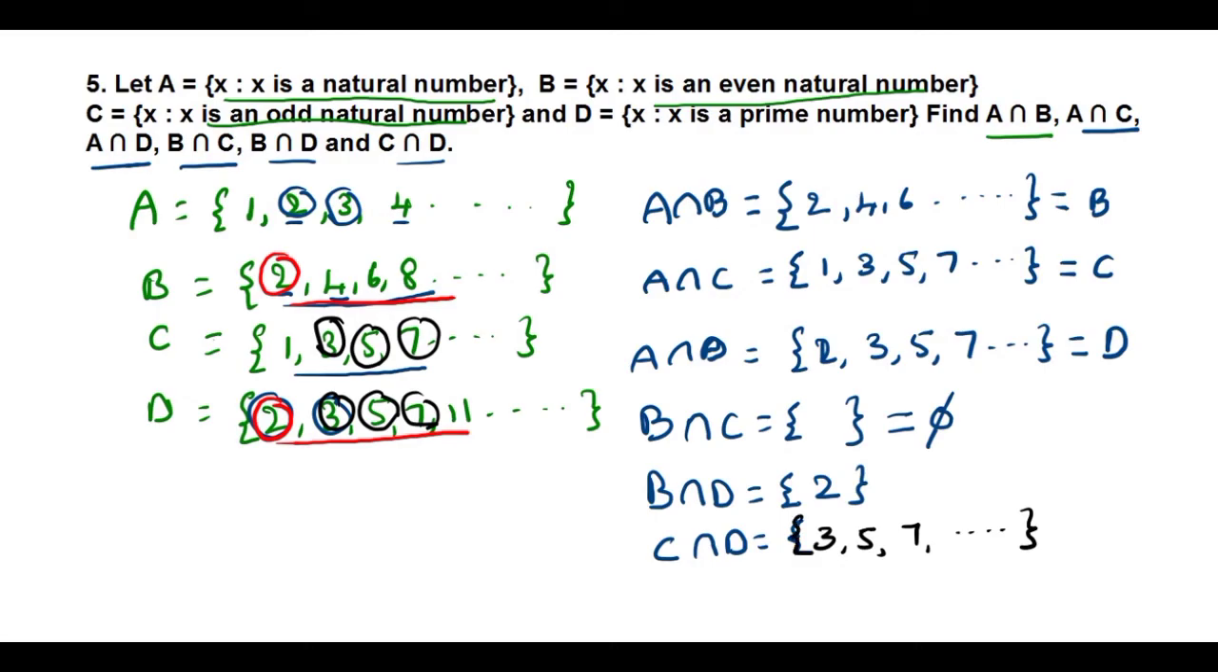Very important problem, very important for essay type questions. Still, if you want, you can also write it in set builder form. Set builder form means, after getting this answer, what is B here? Even natural numbers. You write x such that x is an even natural number. What is C here? C means odd natural numbers. If you are interested, you can write like that. So this is the answer for this question.